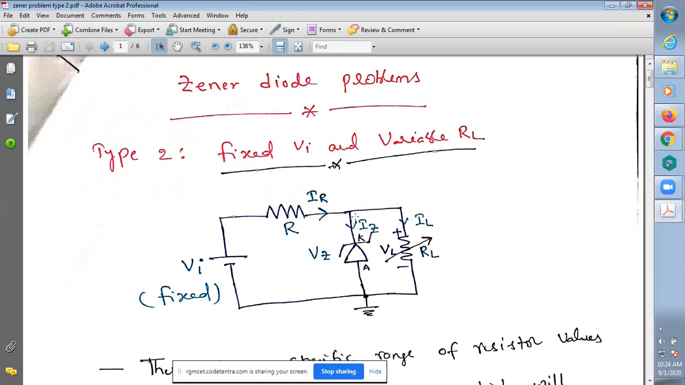Or otherwise, suppose we require IZ: IZ is equal to IR minus IL. Or suppose we require IL: IL is equal to IR minus IZ. This is the relation between these three currents. One relation is the incoming current IR is equal to IZ plus IL. Some other relations: IZ is equal to IR minus IL, and IL is equal to IR minus IZ. Right?